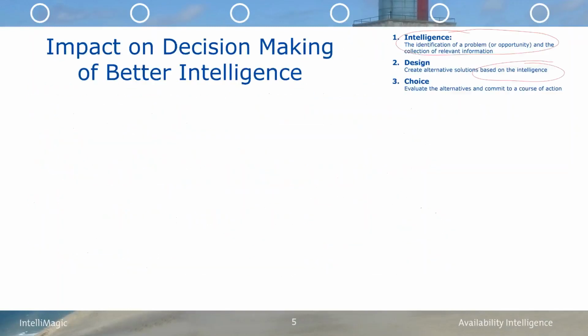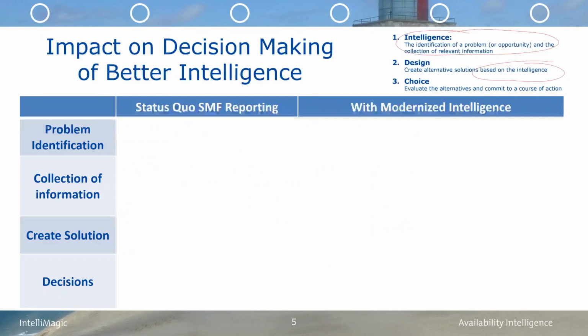So that's kind of an overview of the context of what we're talking about. And one way to look at this is just to compare the status quo way that we report on the SMF data today with a new approach to get better intelligence out of the data. So in the first step of the process, we talked about identifying the problem.